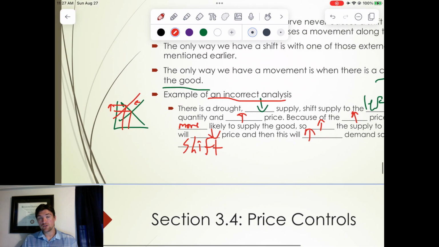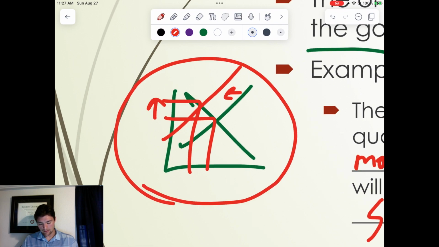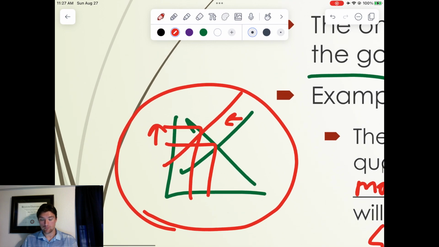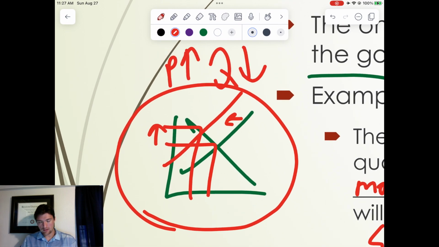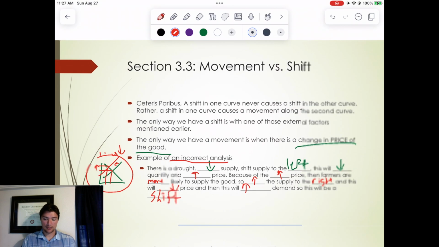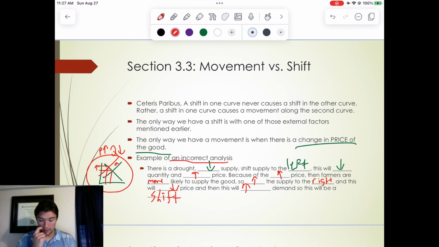The only thing that we do know is that a drought happened, and that is the only thing that happened. We have a higher price and a lower quantity. You do not make all of these shifts happen at the same time. It's only this right here. That's where it stops. Okay? So again, this is an incorrect analysis. You do not need to go through all of these steps to get to there. The only thing you need to do is what happened to supply, what happened to price and quantity. That's what you need to do.